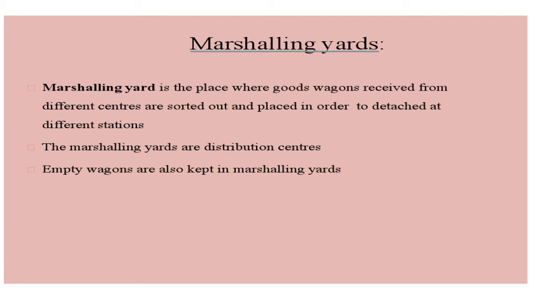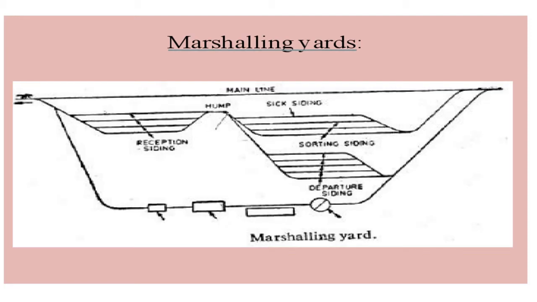Before that, we'll go through the working, or what will be there in the marshalling yard. Here you can see a picture of the layout of the marshalling yard. You can see the different railway tracks. See over here, this is the main line, the main rail track. Here you can see the reception siding, the sorting siding, and here it is the departure siding. The whole thing is known as the marshalling yard.